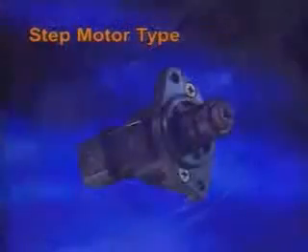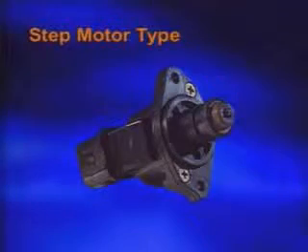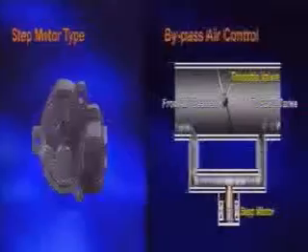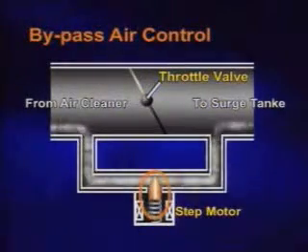Now let's study the step motor type idle speed actuator. The step motor type idle speed actuator is installed on the throttle body and controls the engine speed by controlling the airflow bypassing air.